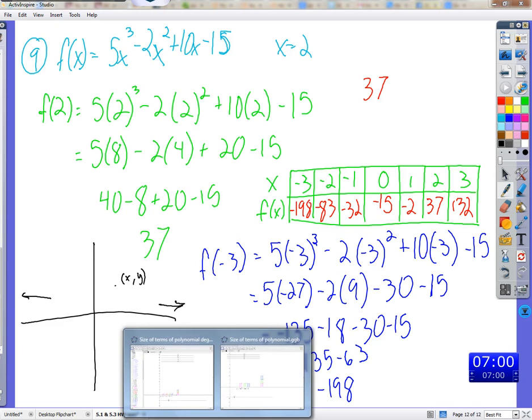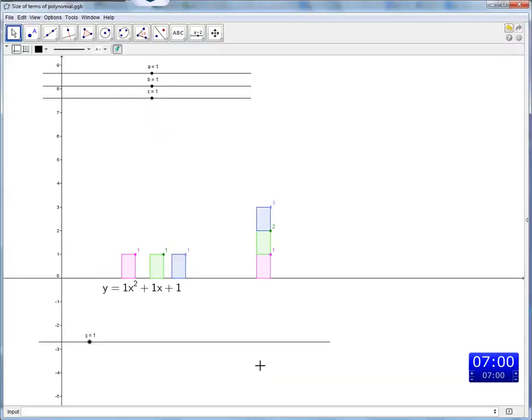for the visual learners, start with this one. Start with a real simple polynomial. This polynomial is x squared plus x plus 1. We don't even have any negatives in there, nice and clean. This guy right here is controlled by a. A is 1 right now.